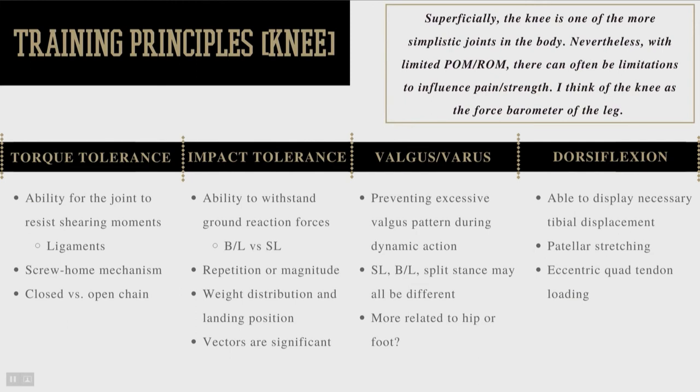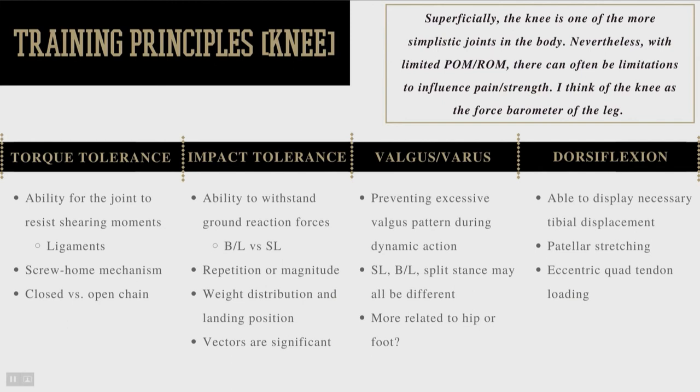If it's magnitude, then we know we need to just slow roll or progress a little bit more slowly before we start to implement anything that's higher impact or higher magnitude. I also think about weight distribution and the loading and the landing position with things. Impact tolerance can be more or less improved just by cueing or coaching the right position, the right weight distribution or force distribution.